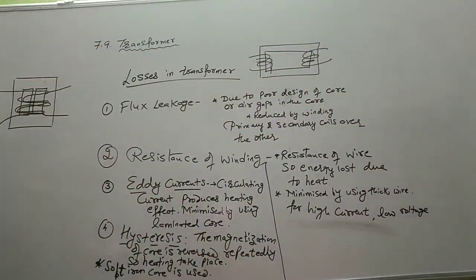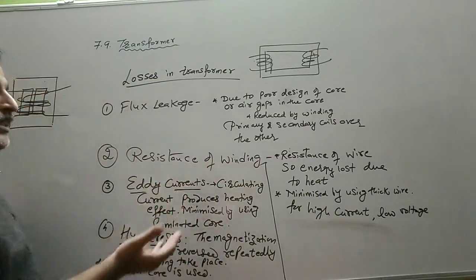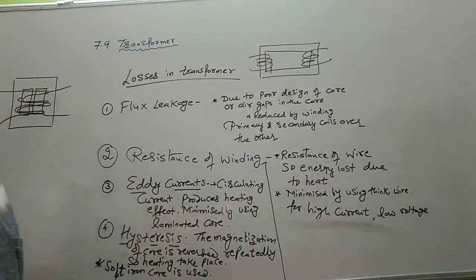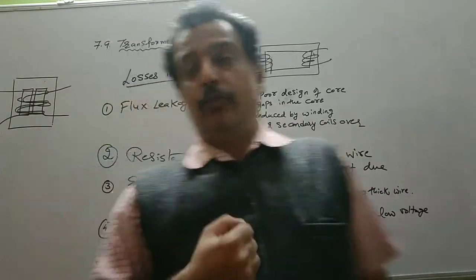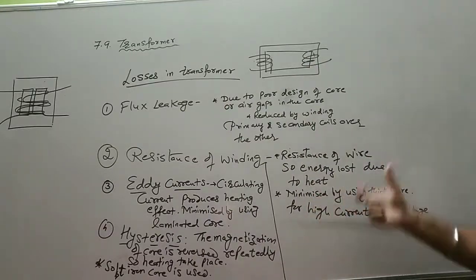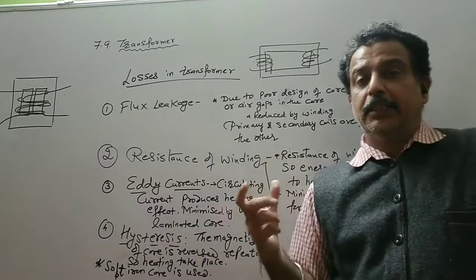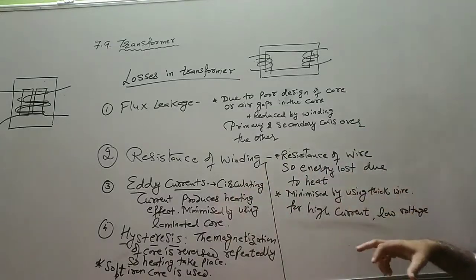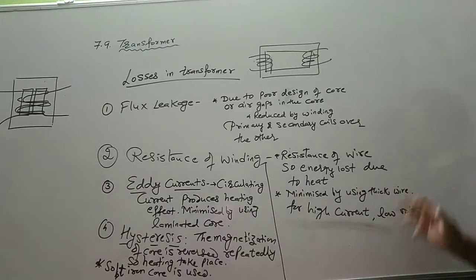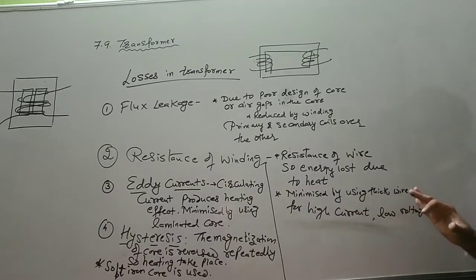Then the second type of loss is the resistance of the winding. As the name suggests, the wire which we use has some resistance. If the resistance of the wire used for the primary and the secondary coil is very large, there is a Joule heating effect, that is H is equal to I squared R T. This loss is minimized by using thick wire for high current and low voltage. So if the current flowing is high, then we know the voltage will be low.